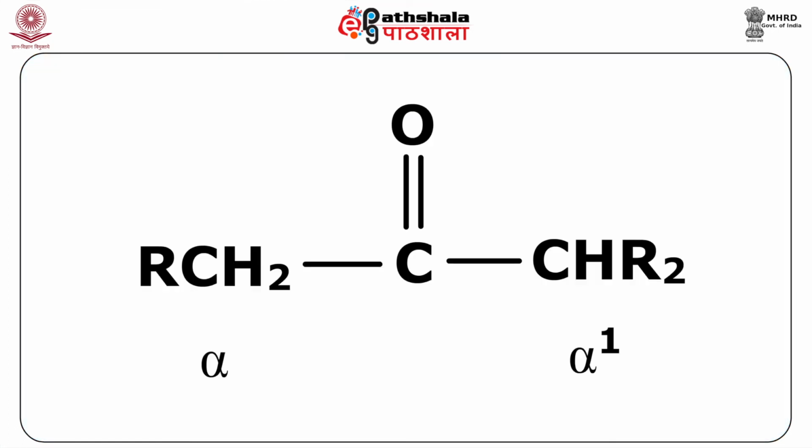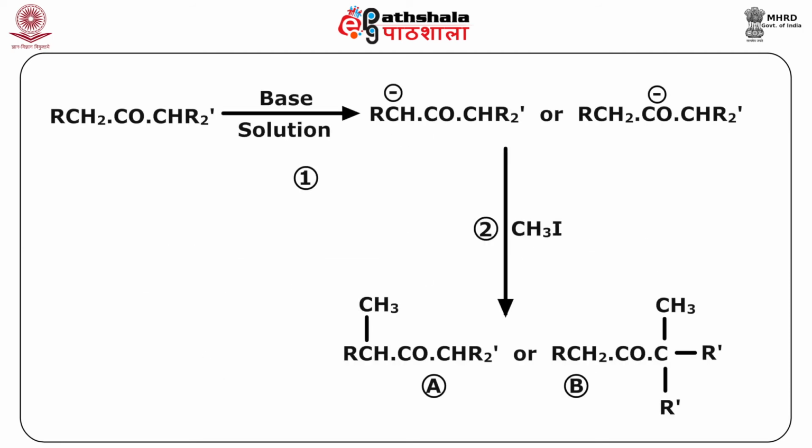If unsymmetrical ketones are there as shown here, they can be alkylated either at the alpha position or at the alpha dash position, depending on the experimental conditions. The methodology consists of steps shown in the reaction. Now you can see how the reaction is proceeding in case of different reaction conditions.